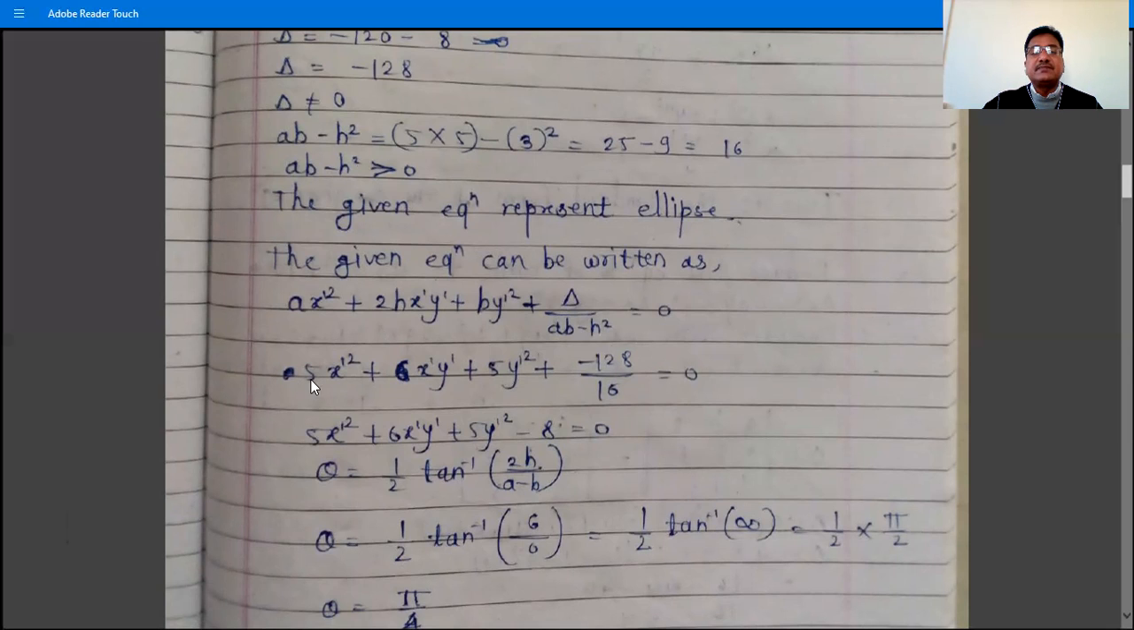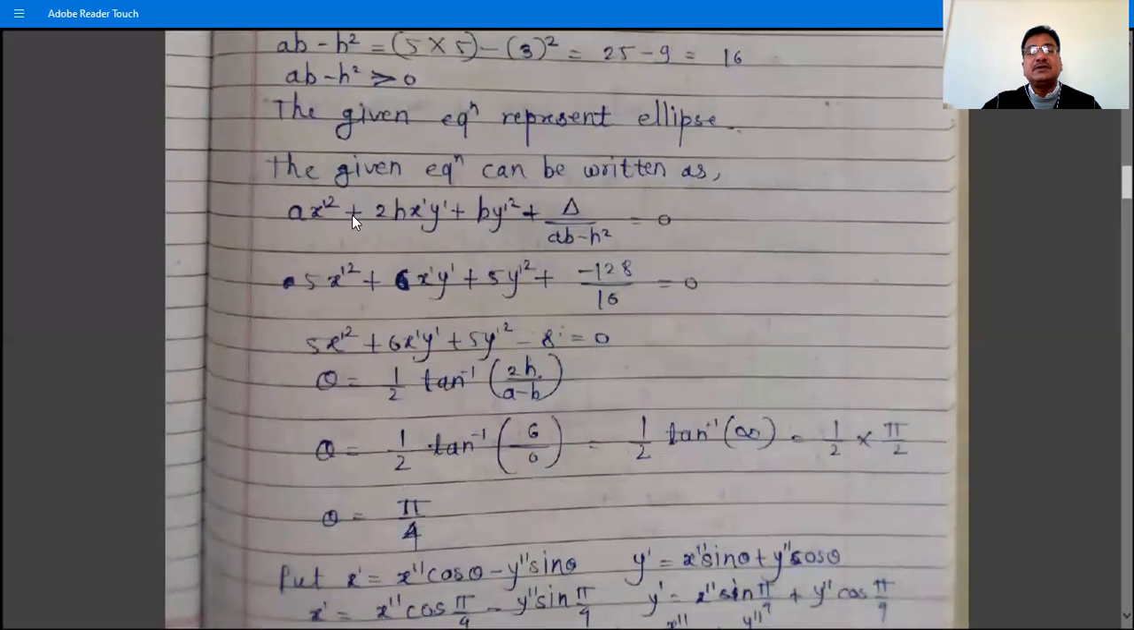So substitute the values. A is 5, so 5x dash square, plus 2h is 6 x dash y dash, plus 5y dash square, b is 5, and delta is minus 128 divided by ab minus h square, which is 16, is equal to 0. Therefore we have the equation 5x dash square plus 6x dash y dash plus 5y dash square minus 8 is equal to 0. This is equation number 2.